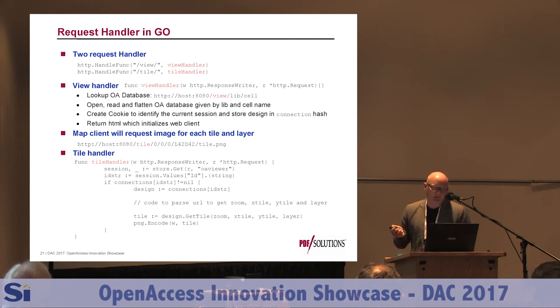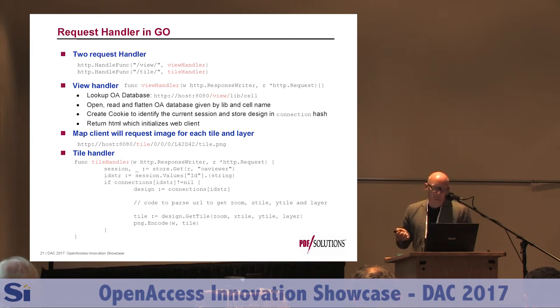The view handler does the following. It will initialize your process, meaning it looks up the database. So you give it your host name, some port, then view, and a libname and a cell name. You look up the OpenAccess database, read, and flatten the database into Go space. You create a cookie so that you can identify your session, so that multiple users can access even the same design. You store this into a connection hash, and then you simply return some HTML code which initializes the web client, so this map client, with some other initialization you have to do.